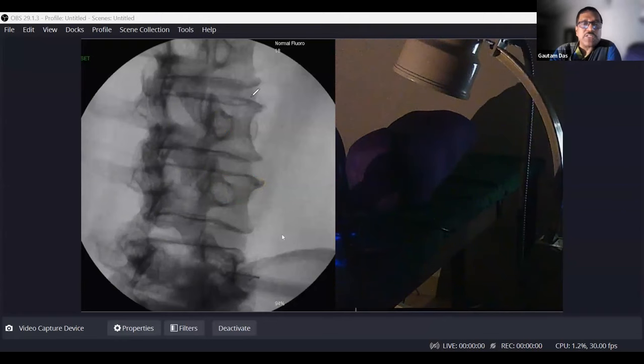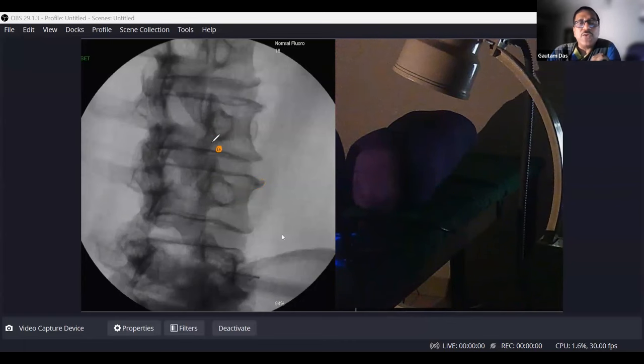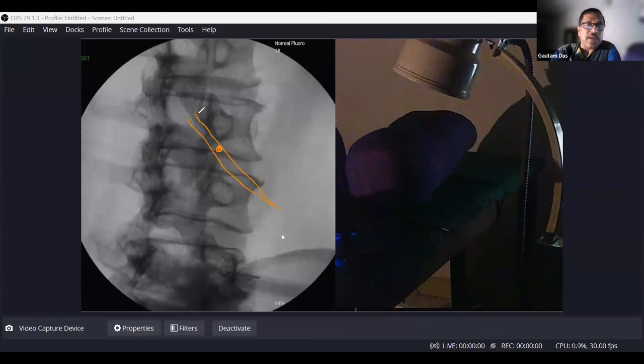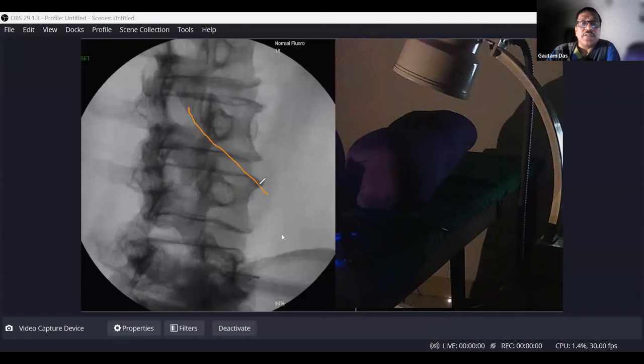If you wish to do the transforaminal epidural, your needle should come here, in the subpedicular approach, because the nerve root comes like this. Let me draw the nerve root very nicely. The nerve root comes like this, and it makes two triangles. One triangle is drawn by a line below the pedicle till the lateral border, and along with the lateral border another line comes. This triangle is known as the safe triangle.